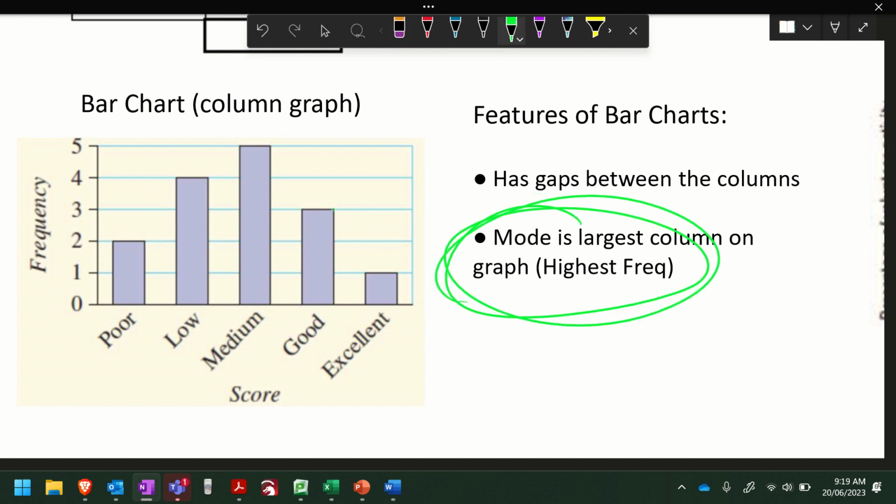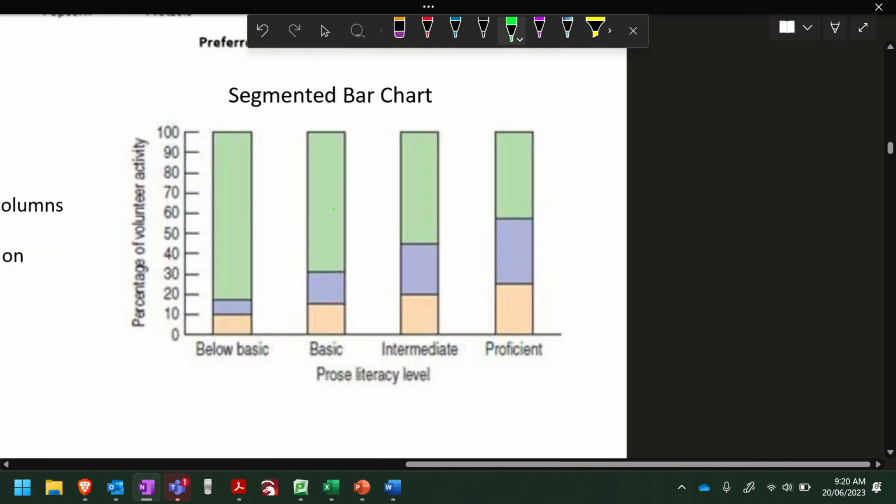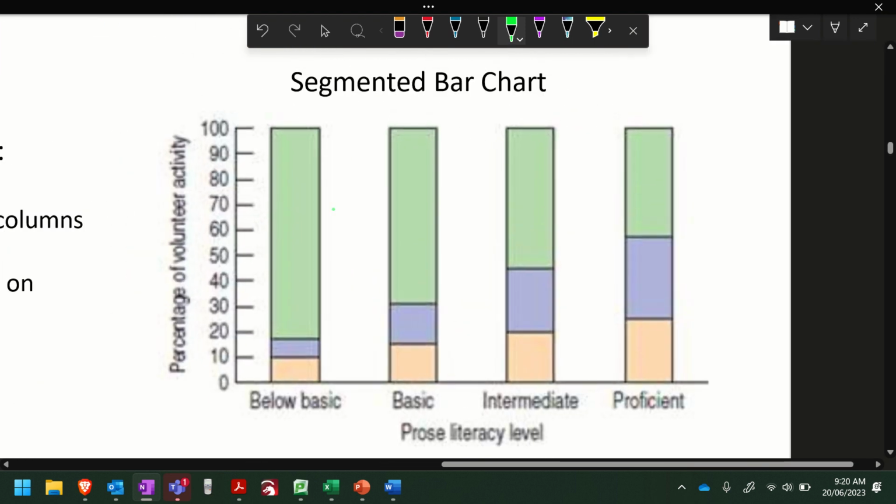And then mode is the highest bar. So in this case, the medium is the mode here. Medium, sorry, not median. Lastly, your segmented bar charts are a little bit different, a little bit trickier.